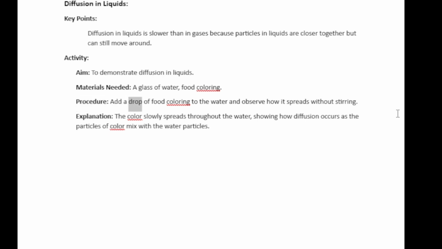Procedure: add a drop of food coloring to the water and observe how it spreads without stirring. Explanation: the color slowly spreads throughout the water, showing how diffusion occurs as the particles of color mix with the water particles.